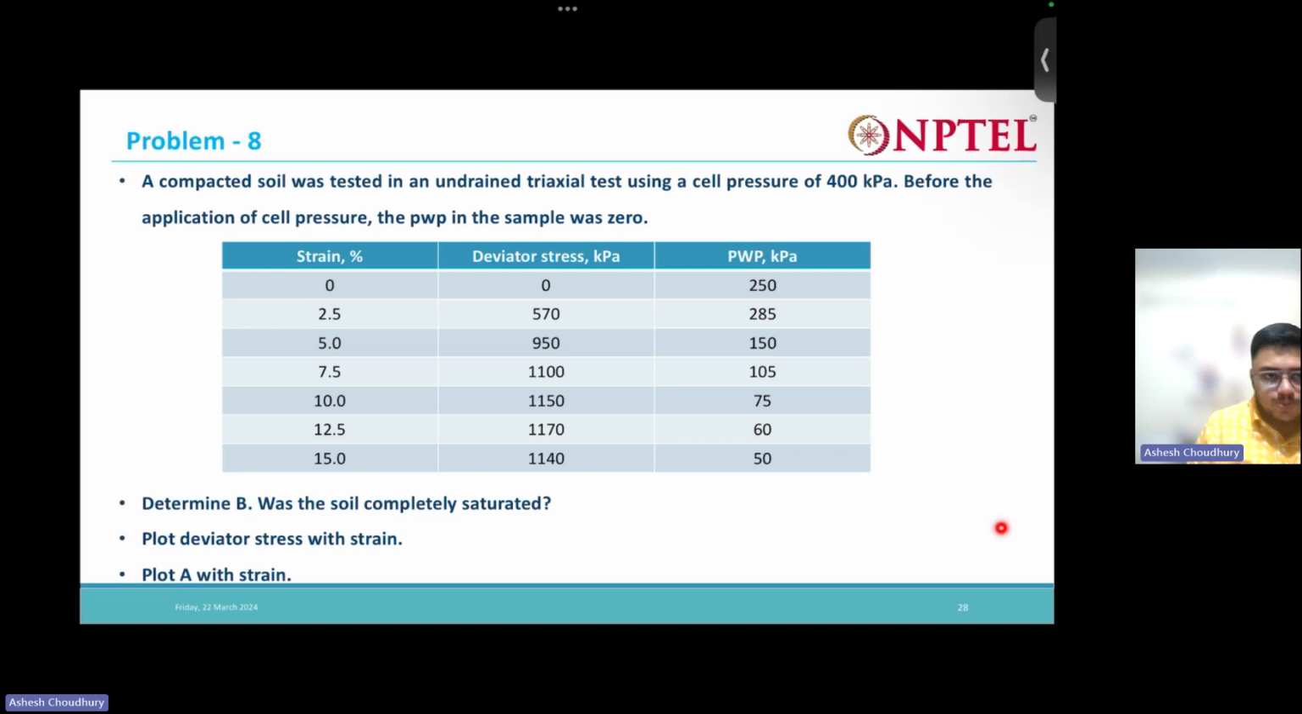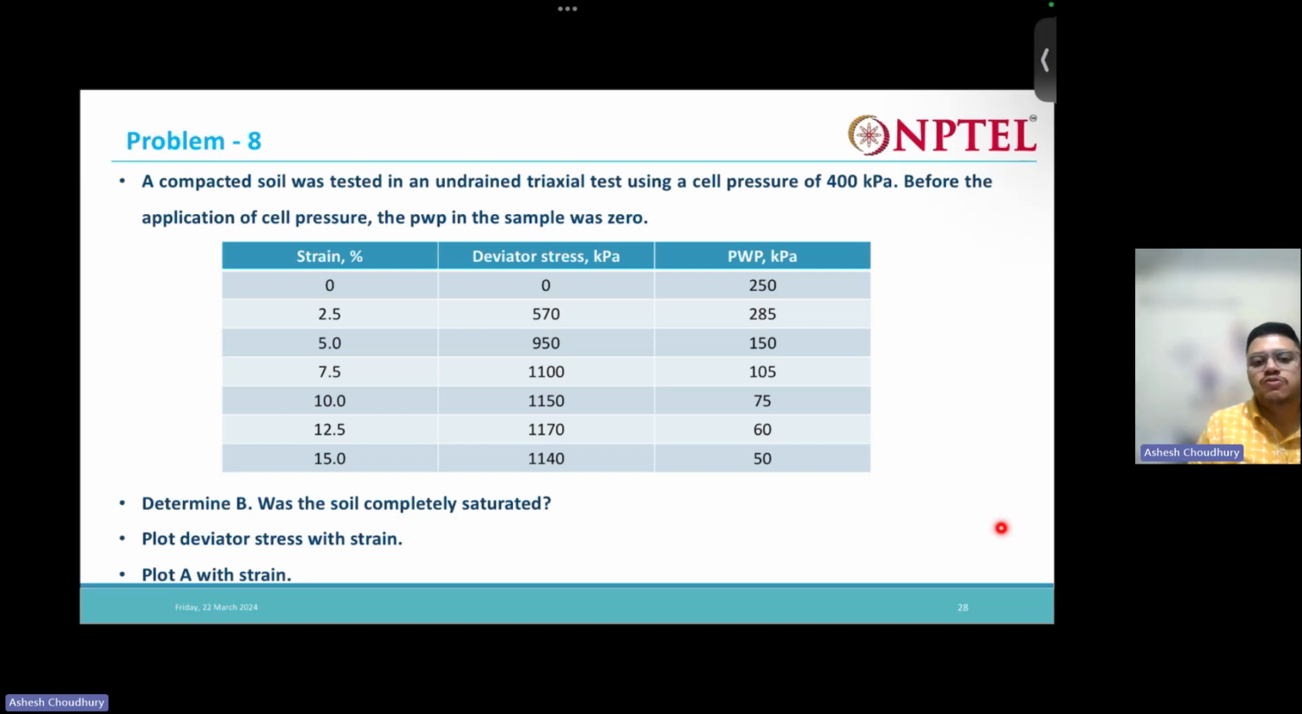So yeah. So what we are asked, determine B. Was the soil completely saturated? Plot the deviatoric stress with strain. Plot A with strain. Okay, so let us do step by step. First question is determine B. So B is determined in the first stage. In the first stage, how do you determine? Change in pore water pressure by changing the cell pressure, right?